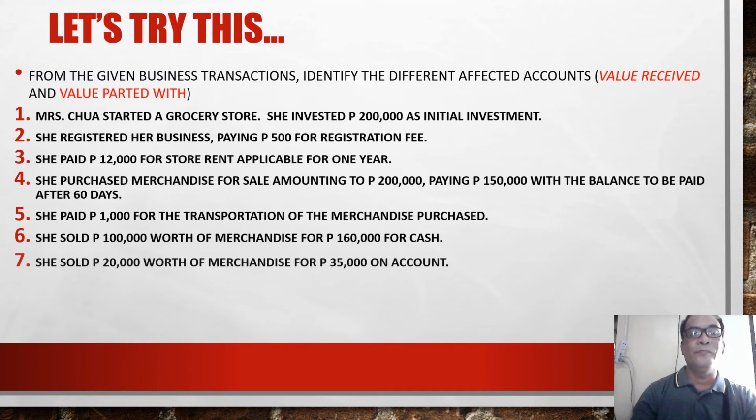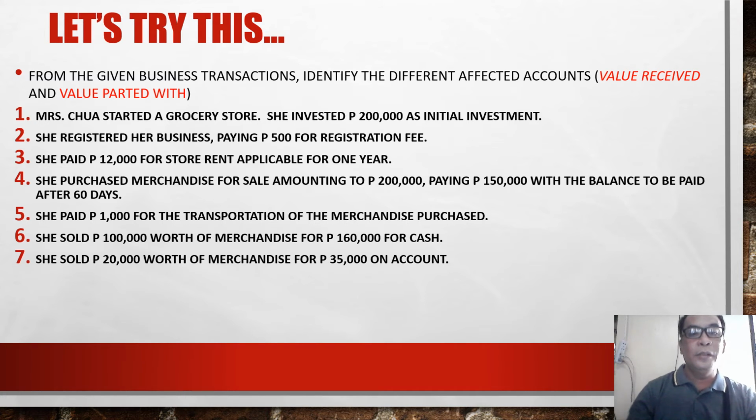Okay pa? For number 7, she sold 20,000 worth of merchandise for 35,000 on account. Nakabenta daw ng 20,000 worth of merchandise pero sa halagang 35,000 siya, ngunit utang. So, anong tinanggap? May cash ba? Wala, kasi utang. Binanggit ba kung sino ang nangutang? Wala, walang sinabing pangalan. So, you're going to use accounts receivable.